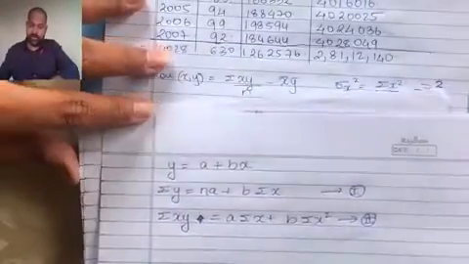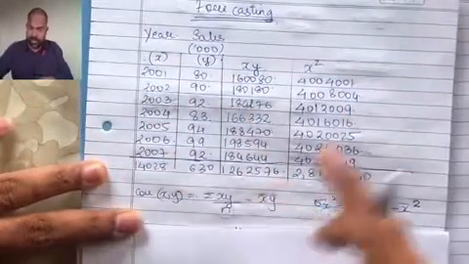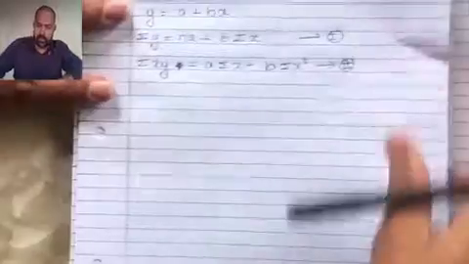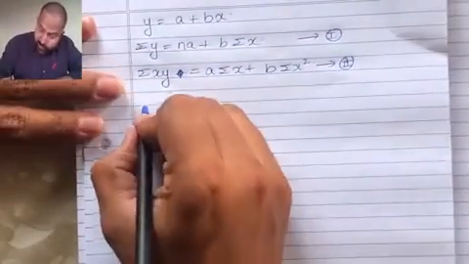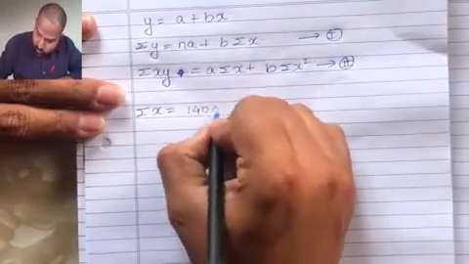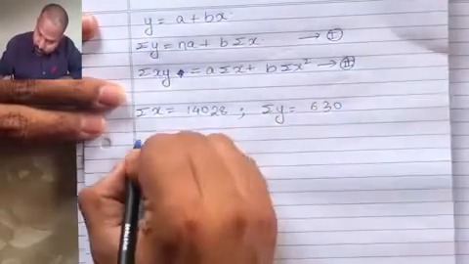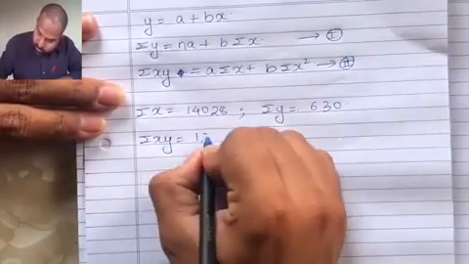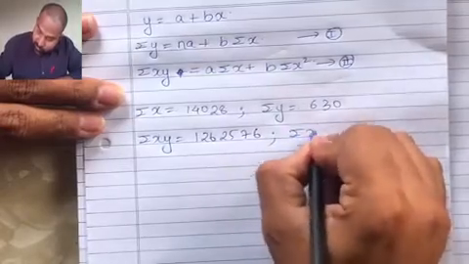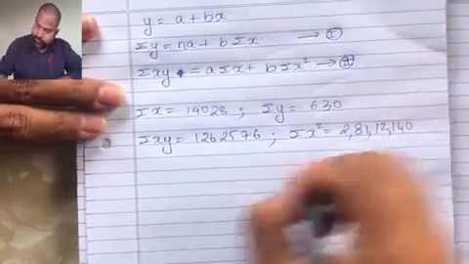We have a sum of x, a sum of y, a sum of xy, and a sum of x square. Then why find anything? No, just write it down as and how it is for now. So sum of x, I'm writing down everything. The sum of x was 14028. Sum of y was 630. Sum of xy was 126, 25, 76. And lastly, sum of x square was 281, 12, 140.